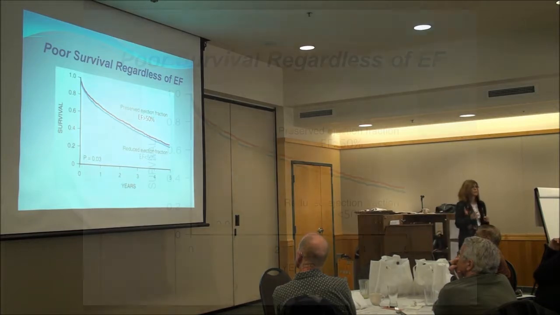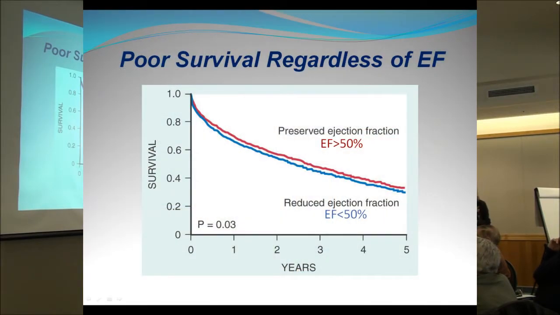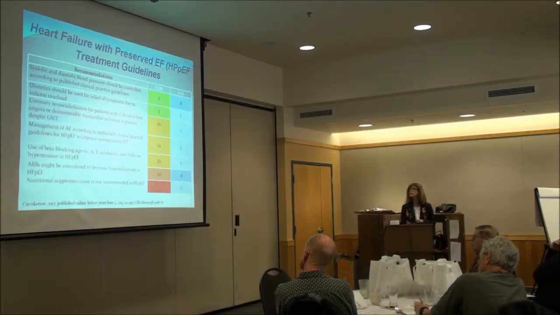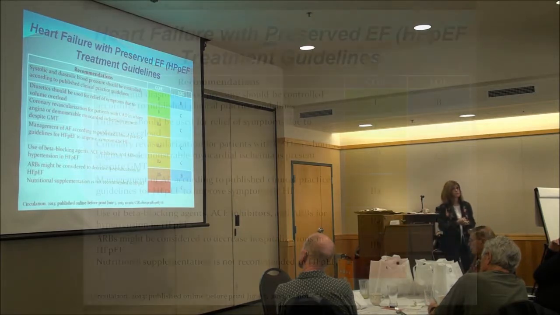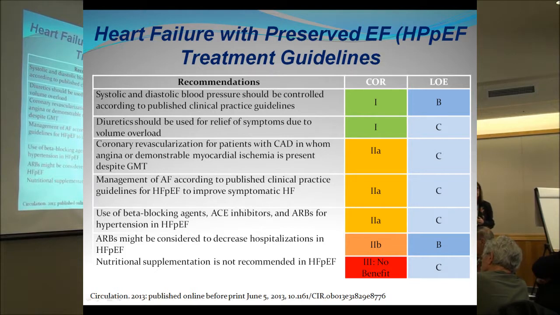No matter if you have preserved ejection fraction or not, your risk of dying in 5 years is equal. It's very close. There is not much difference between preserved ejection fraction and reduced ejection fraction. So what do the guidelines say for patients with heart failure with preserved ejection fraction? As I mentioned before, there is no specific treatment, but if a patient has heart failure with preserved ejection fraction and hypertension, probably for this specific patient you will choose as first line for the blood pressure ACE inhibitors and beta blockers, because those are the drugs that are useful in reduced ejection fraction.